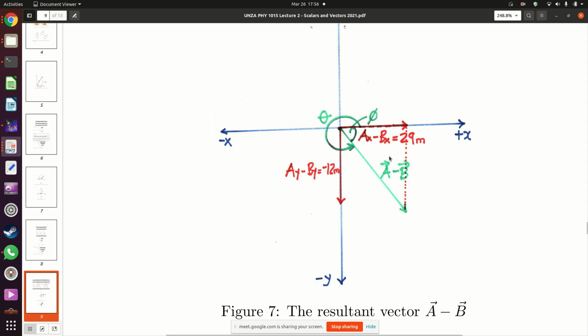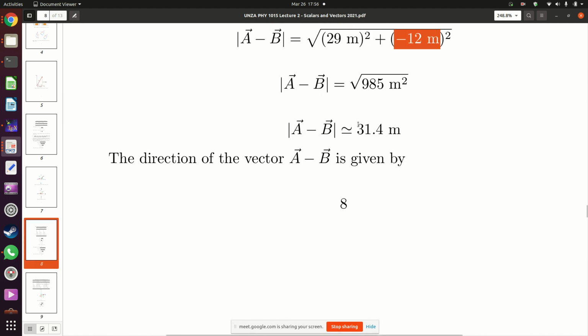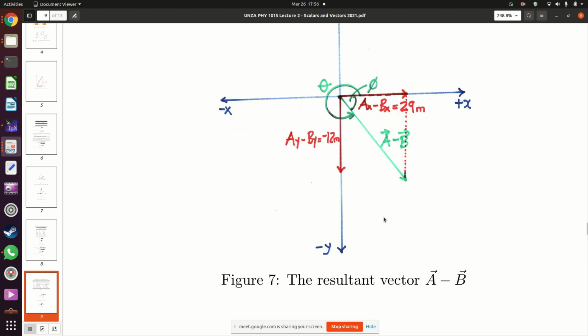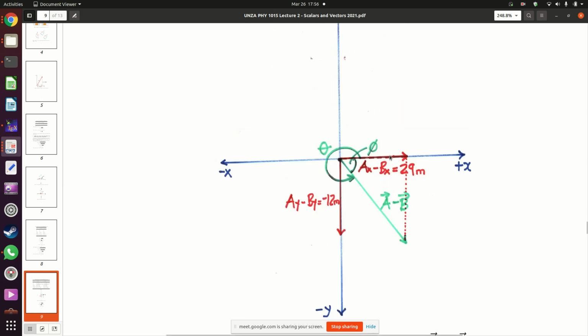With the shifting we have done, we have this bit, which is 29 meters along the x-axis. Then we have the minus 12 meters along the y-axis. Then we know how much a minus b is, because we have just worked out a minus b. It is 31.4 meters. With that 31.4 meters, you realize that when you do that, you have this 29 meters on the x-axis. Then you have this shifted y component. Then you have your vector a minus b.